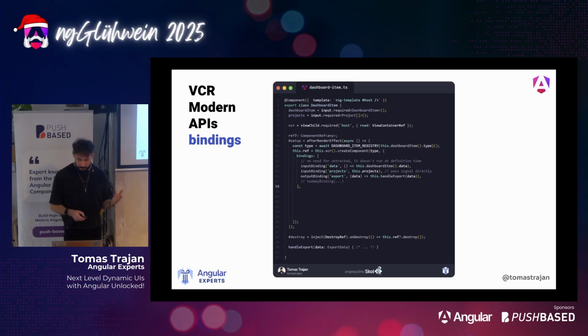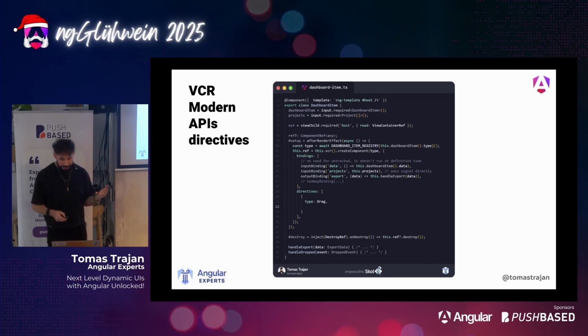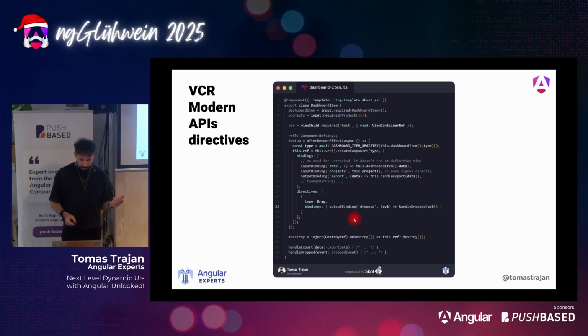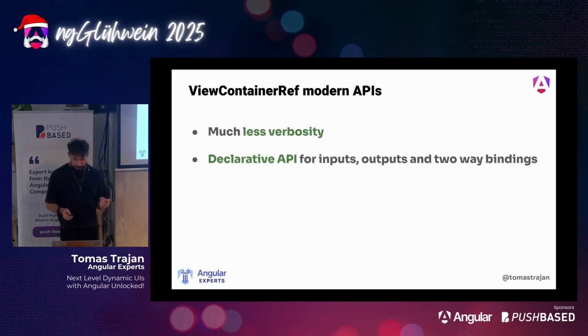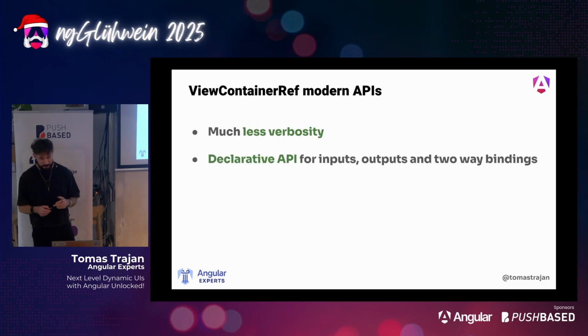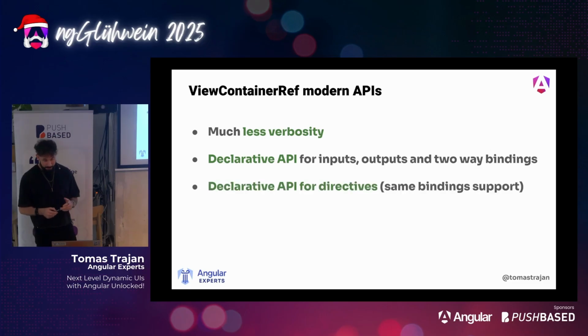But it gets even better. We can also do the two-way bindings, and we can specify the directives. So you can just list the directives as they are, or you can use the long form where there is the directive type, and again we can pass in bindings. So for example, we have some kind of drag and drop, and then an output binding: when dropped, please handle dropped. So we have the same API, fully declarative, no problem. And this is pretty amazing if you ask me. Cool. So much less verbose, a fully declarative API for inputs, outputs, two-way bindings, and a declarative API for directives.